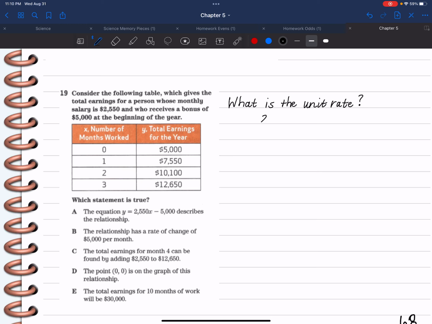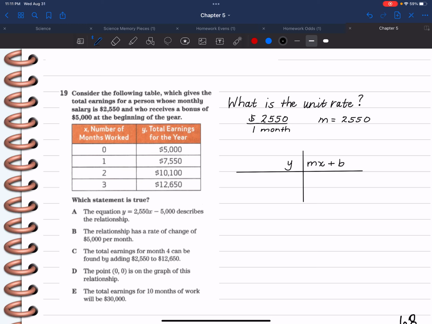The unit rate is $25.50, that's dollars, for 1 month. So there's the unit rate. That is also the slope. Okay. Let me go ahead and write the equation in y-intercept form. That's always a good thing for me. Now, everybody doesn't have to do that, but this is something I personally like to see.